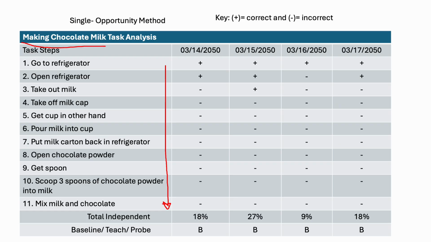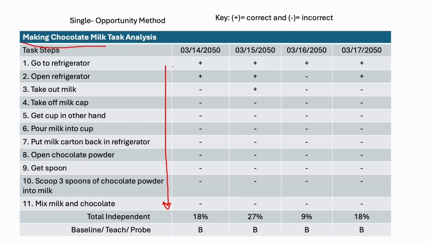We would write, I didn't mention the key. So a plus would mean that they got the step correct, and then a minus would mean that they got the step incorrect. And when we're conducting baseline, we don't prompt at all. We don't support the learner at all. We're only trying to see, it's like a test. You're trying to see, do they have this skill or do they not have this skill? So I'm only putting plus or minus. They either got it right or they did not get it right.